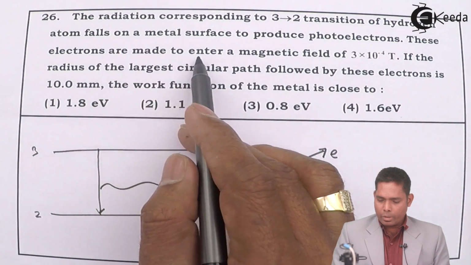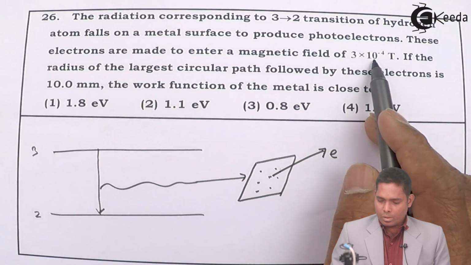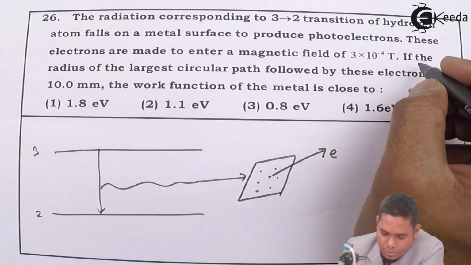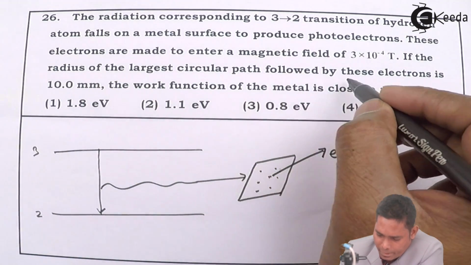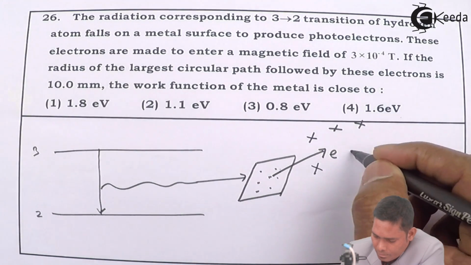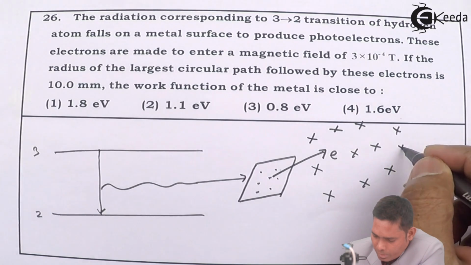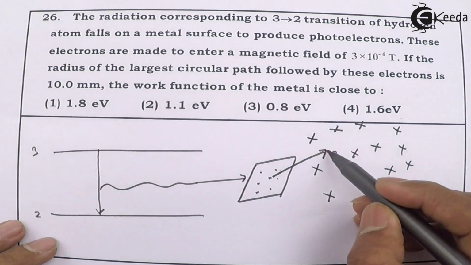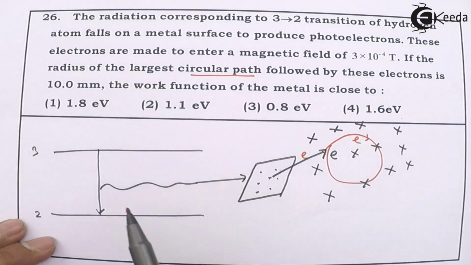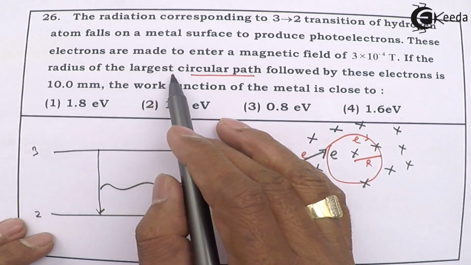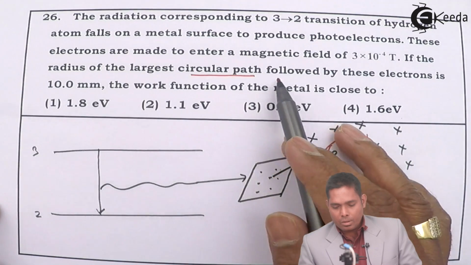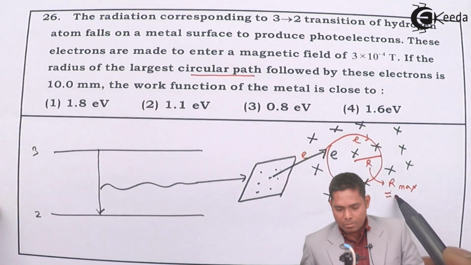If these electrons are made to enter a magnetic field, whether the magnetic field is parallel or perpendicular is not given. But it says the radius of the largest circular path followed by these electrons is this, so that means the magnetic field is definitely perpendicular, because without a perpendicular magnetic field the electrons will not rotate. These electrons will move in a circular path of radius R. The largest circular path means this radius R is maximum. The radius of the largest circular path followed by these electrons is 10 mm, so this R maximum value is given as 10 millimeters.